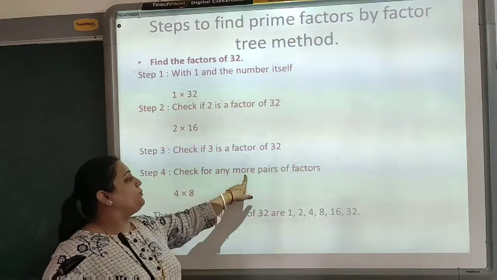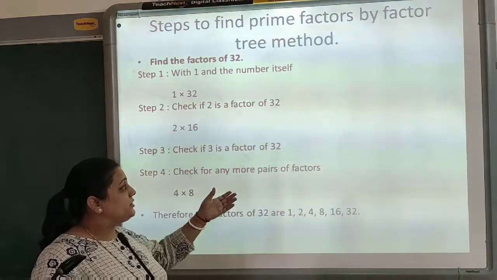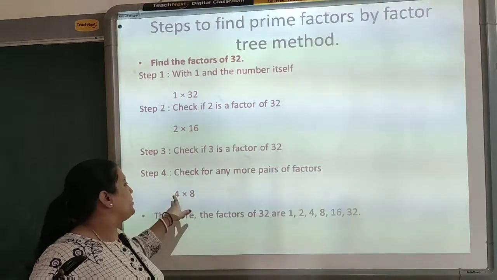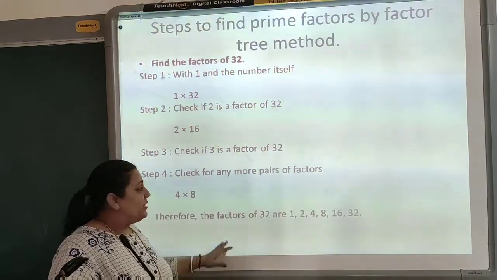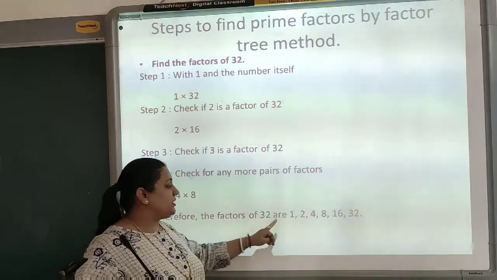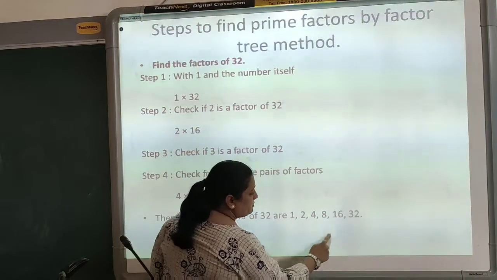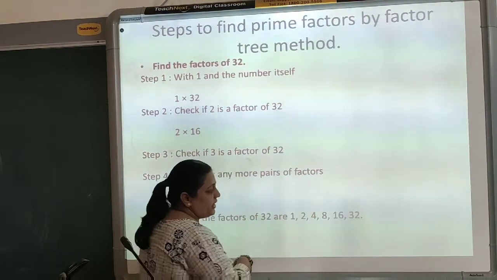So check for any more pairs of factors. Then we will go for 4. Is it divisible by 4? When it is divisible by 2, it is divisible by 4 also. So 4 eights are 32. Like this we have to check. Now what are the factors we got here? 1, 2, 4, 8, 16, 32. See, 1 thirty-twos are 32, 2 sixteens are 32 and 4 eights are 32.